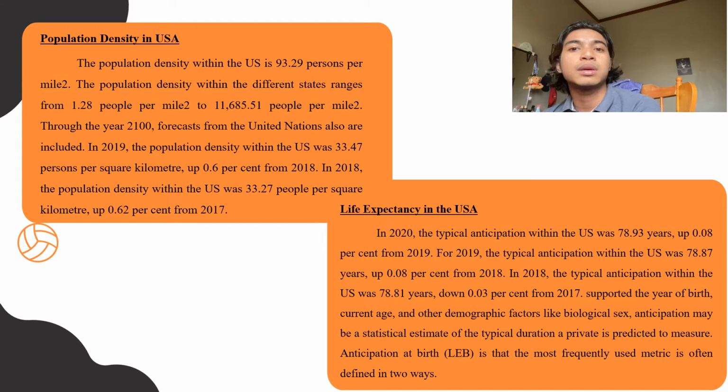Based on the year of birth, current age, and other demographic factors like biological sex, life expectancy may be a statistical estimate of the typical duration a person is predicted to live. Life expectancy at birth is the most frequently used metric and can be defined in two ways.